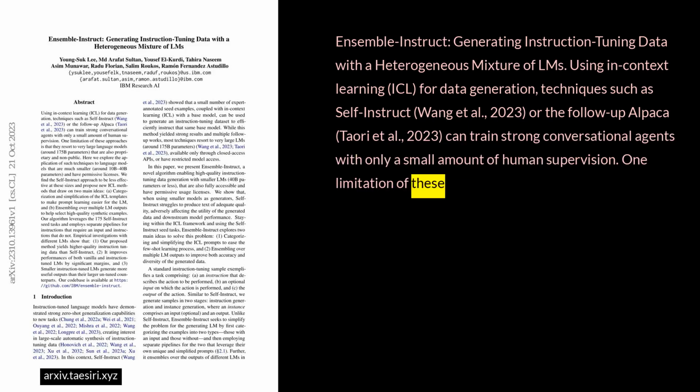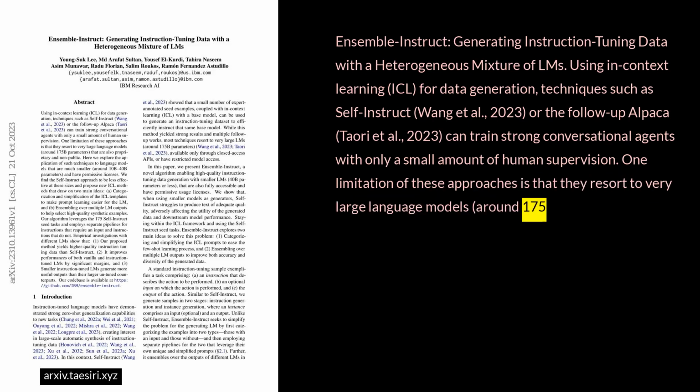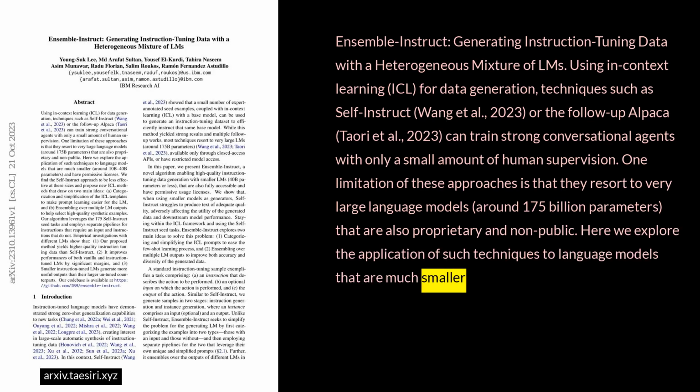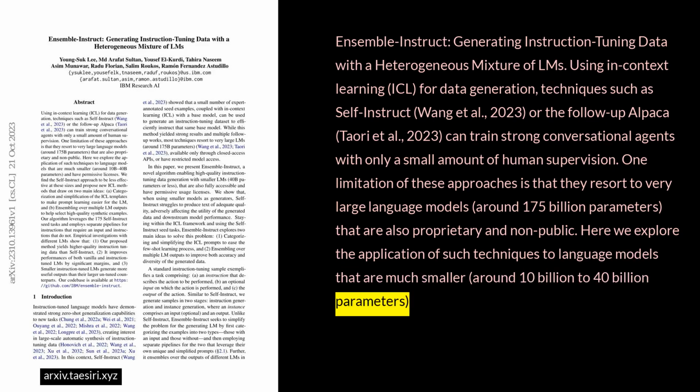One limitation of these approaches is that they resort to very large language models, around 175 billion parameters, that are also proprietary and non-public. Here we explore the application of such techniques to language models that are much smaller, around 10 billion to 40 billion parameters, and have permissive licenses.